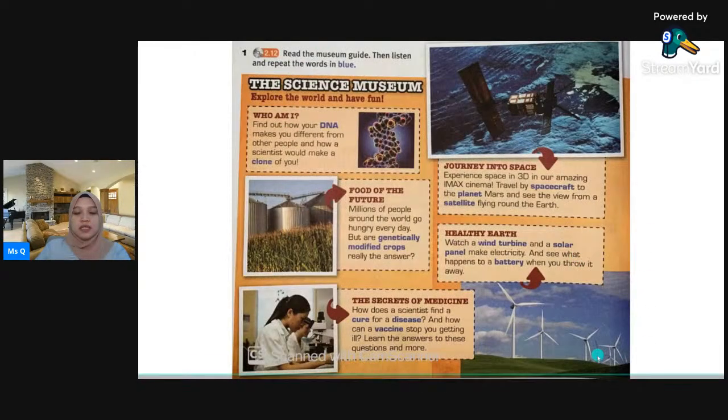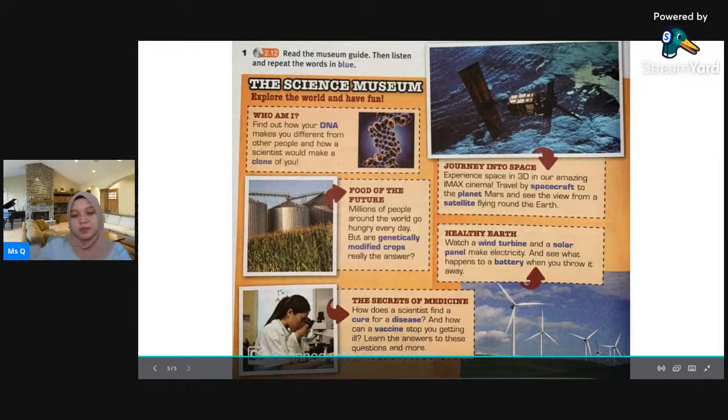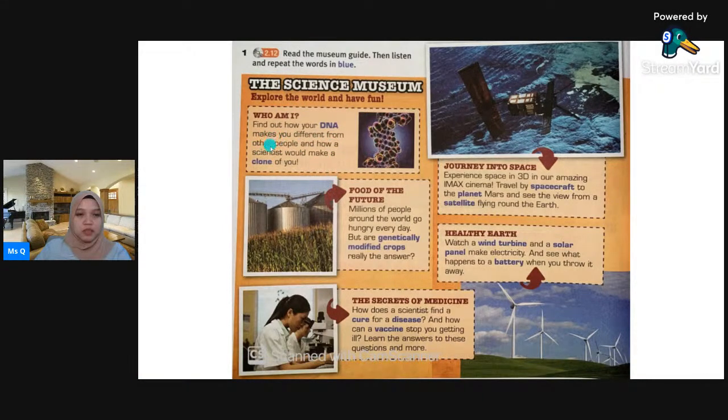Okay, so this is where you can see all the vocabulary that you did just now. You can see that this is from Pulse 2. Who am I? Find out how your DNA makes you different from other people, and how a scientist would make a clone. Clone means almost like a copy of you, based on your DNA makeup.